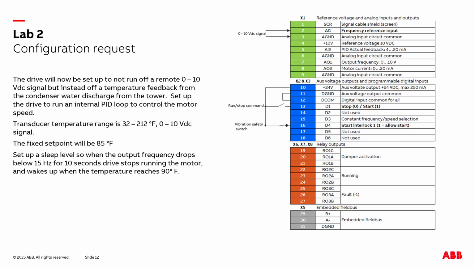Okay, here you can see the actual only wiring change I made to the drive is I moved my 0 to 10 volt signal, which was connected on AI1 and A ground on terminals 2 and 3. I moved that down to terminals 5 and 6, and that's because analog input 2 by default is partially already set up in the drive as a PID feedback signal. So all we did right now is just move the wiring. The run stop and vibration safety switch, those stay the same, as those functions haven't changed.